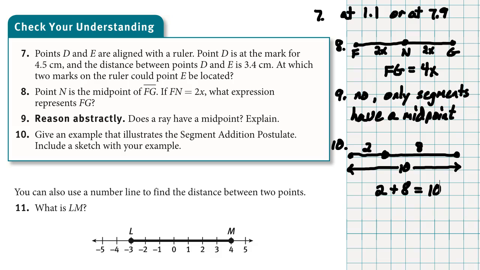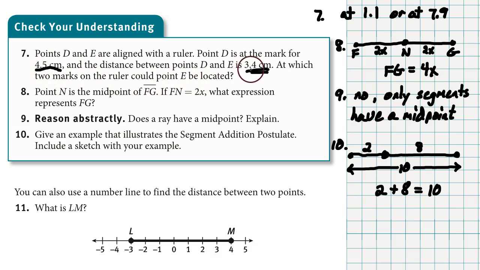Here are the answers. Number 7, points D and E are on a ruler. Point D is marked at the 4.5 centimeter mark, and the distance between D and E is 3.4 centimeters. At what marks could point E be located?